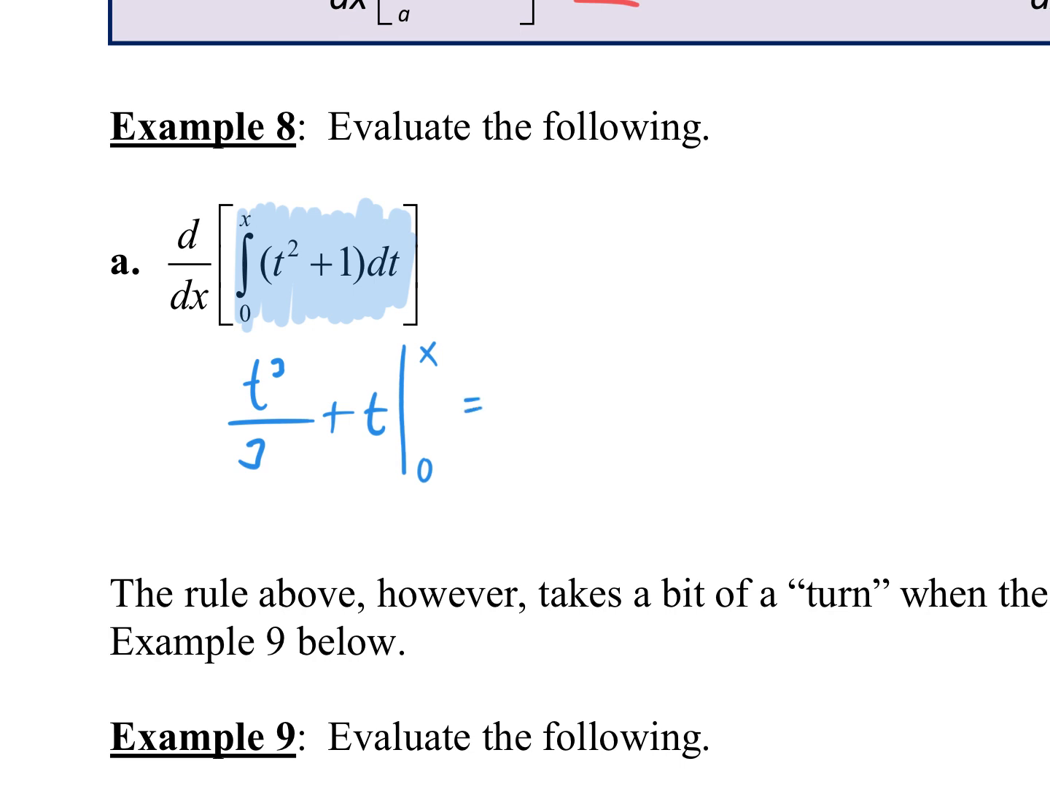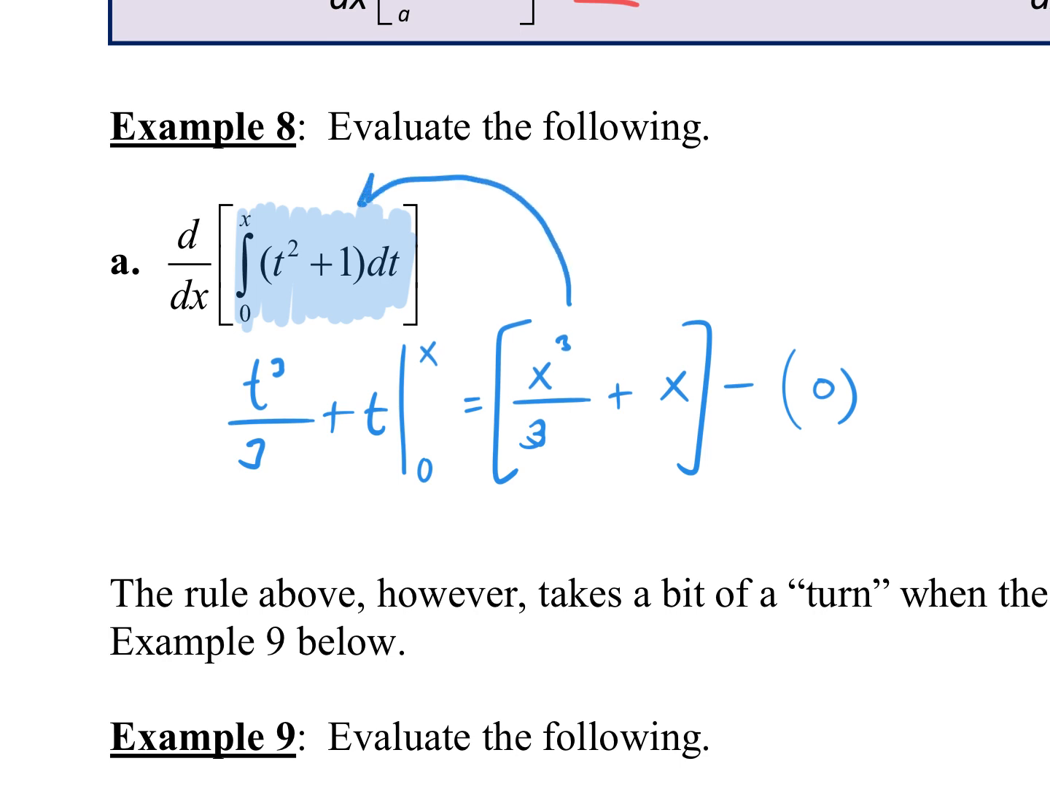So if I plug in this information, I'm going to plug in x for t, and I'm going to plug in 0 for t. I get x cubed over 3 plus x. And then I'm going to subtract what I get when I plug in 0, which is just going to be 0. Okay. So now this piece right here is technically what's in that parentheses there, right? That's the integral of t squared plus 1 evaluated at x and 0.